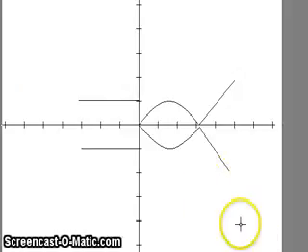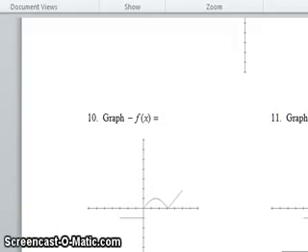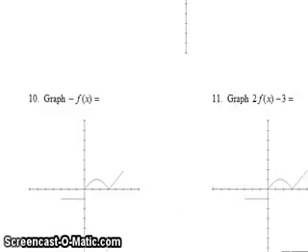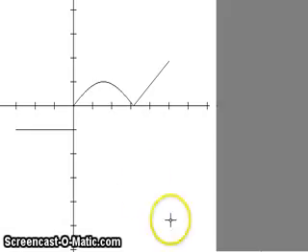Okay, now the other function on problem number 11, let me clear this out. The other function said 2 times f of x minus 3. So we've got two transformations. We've got to deal with this 2, and we've got to deal with this negative 3. You have to deal with the 2 first. It's kind of like the PEMDAS order of operations. So we've got to deal with the 2, and then after we deal with the 2, then we'll deal with the negative 3. So let's jump back over here.